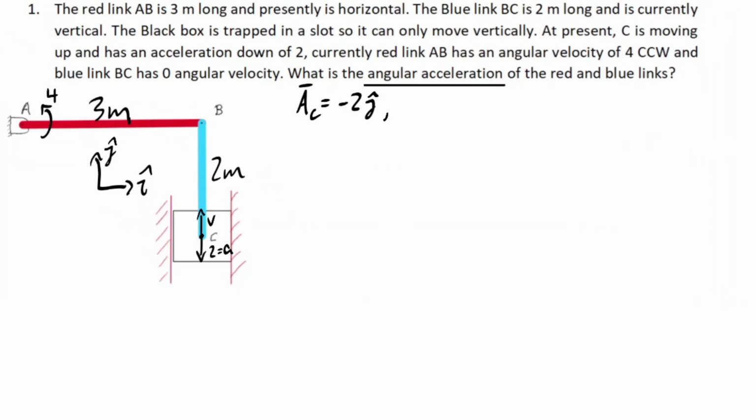We know a couple of other things. We know that the angular velocity of the red link was given as, what did it say? Given as 4. So this is 4 counterclockwise. That's a positive k direction. And then we know that the blue link is 0. Right? 0k, or just put 0. Is that all we know? Yeah, basically. So at this point we're going to have to start writing our acceleration equations.